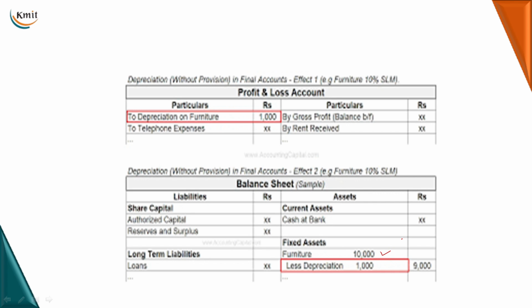So this 1,000 has to be deducted from the value of the asset, and this will be at the end of the year. This will be the value of the asset now. It will not be 10,000, rather it will be 9,000, right? So the same 1,000 depreciated amount will be shown on the debit side of the P&L account.